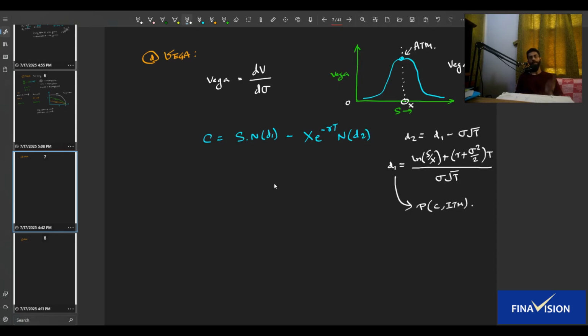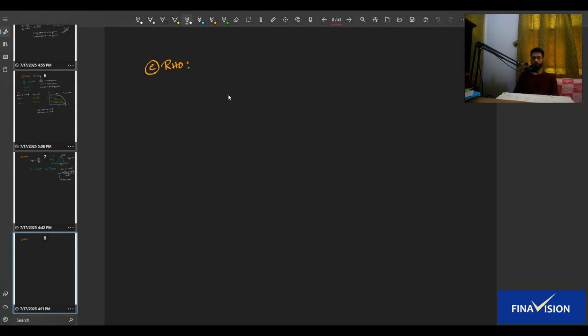Now we'll move into the last Greek, which is rho. Rho is nothing but the measure of the change in value of an option with respect to change in interest rates.